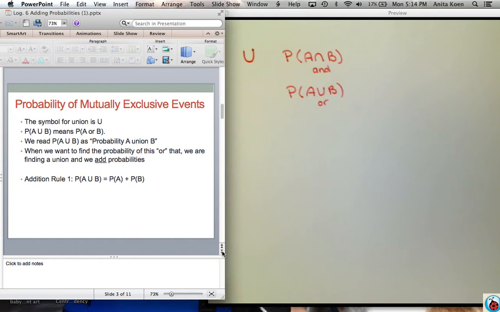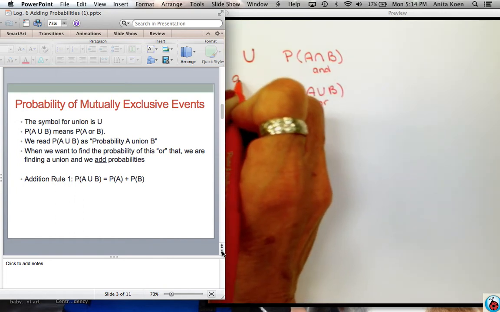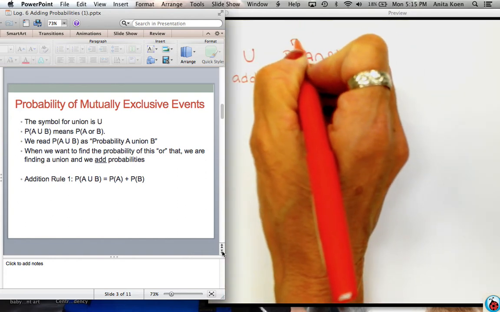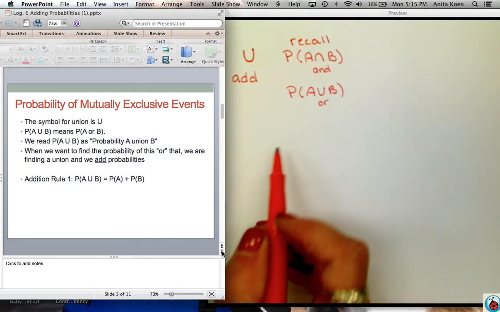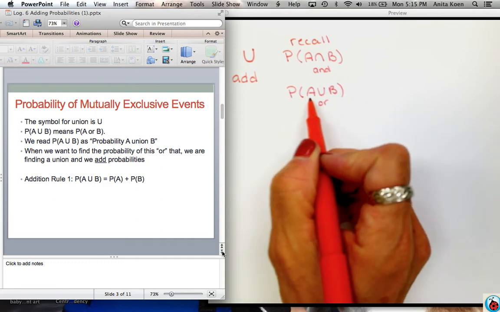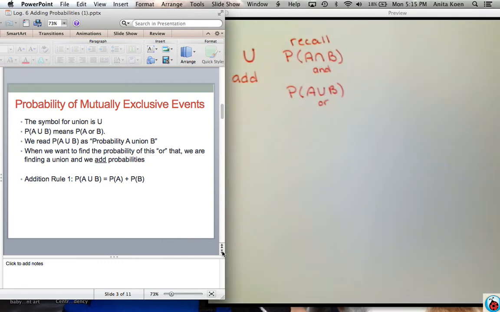When we want to find the probability of this or that, we're finding a union and we add probabilities. Remember here we're going to add probabilities. So the first addition rule is that the probability of A union B is equal to the probability of A plus the probability of B. Now what I want you to recall is that when we found the probability of A and B, we were multiplying. When we find the probability of A union B, we're going to be adding.